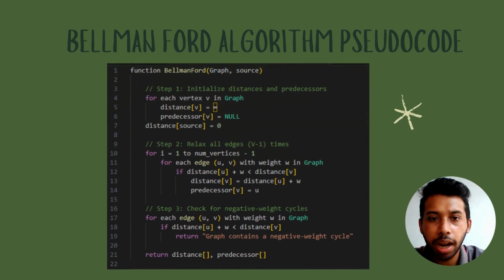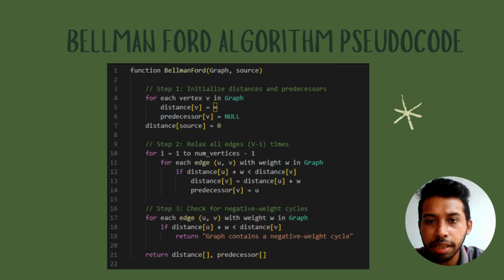Now let's look at the pseudocode for the Bellman-Ford algorithm. It gives us a high-level overview of the algorithm steps. Step 1. Initialize distances and predecessors. For each vertex in the graph, we set its distance to infinity and its predecessor to null. We then set the distance of the source vertex to 0 since there is no cost to reach the source from itself. Step 2 is relax all edges v-1 times.